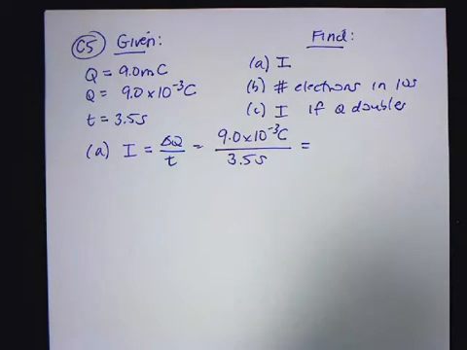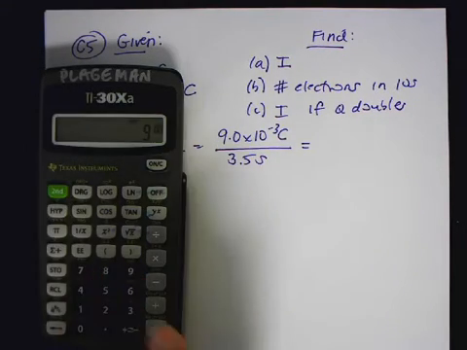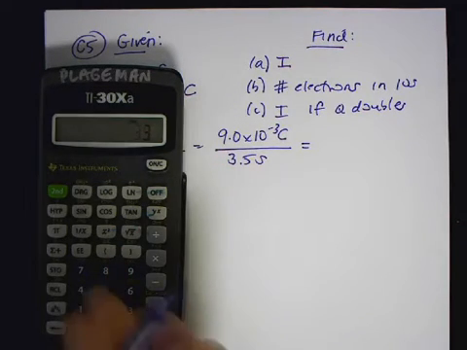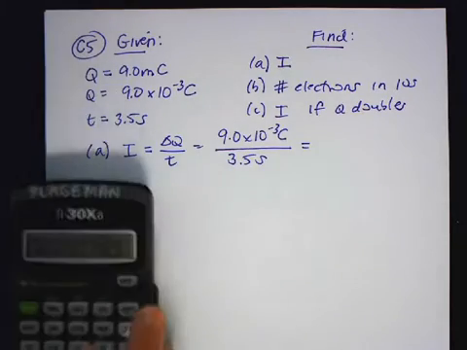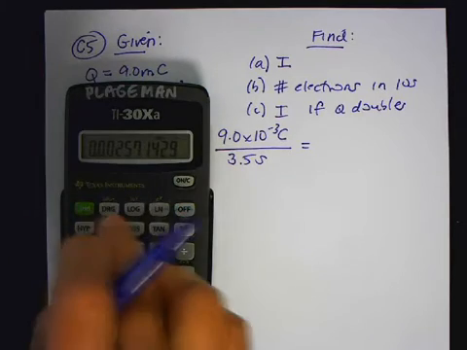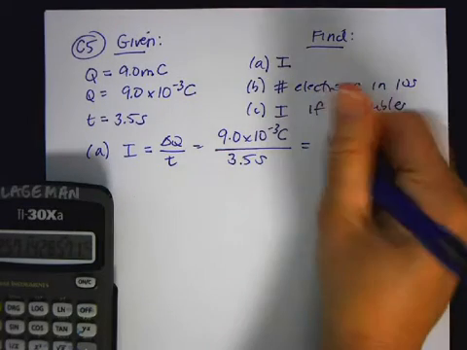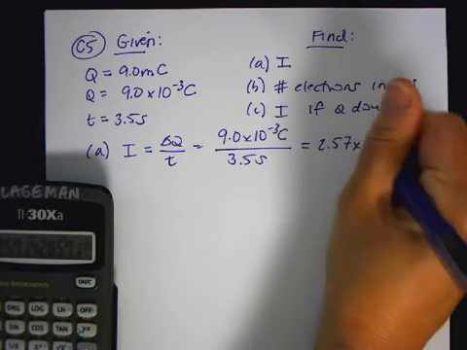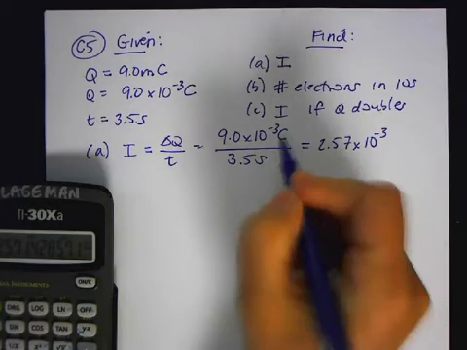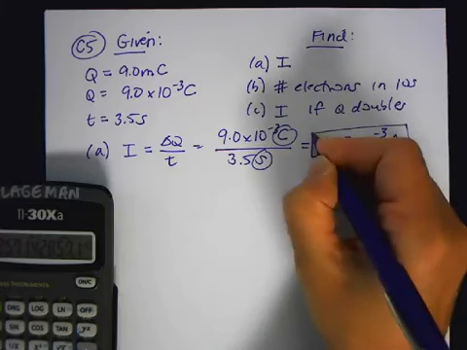Okay, so then on my calculator, 9 EE minus 3 divided by 3.5 is equal to, now it has it not in scientific, but I'll put it in scientific because it's 0.002571. So it says 2.57 times 10 to the negative 3. And a coulomb per second is also called an amp. So that's part A.